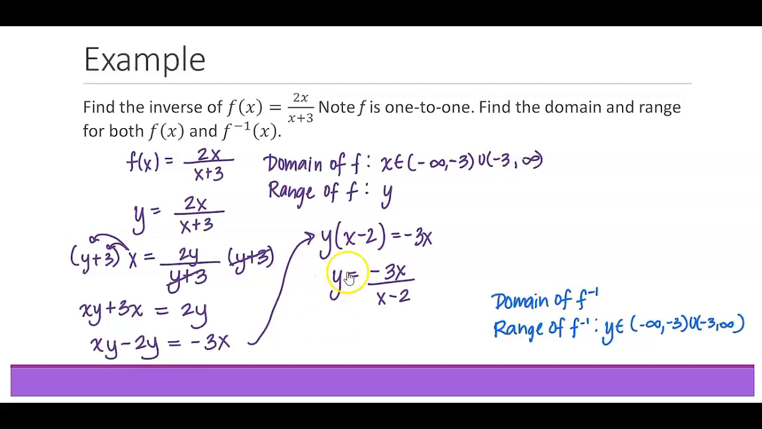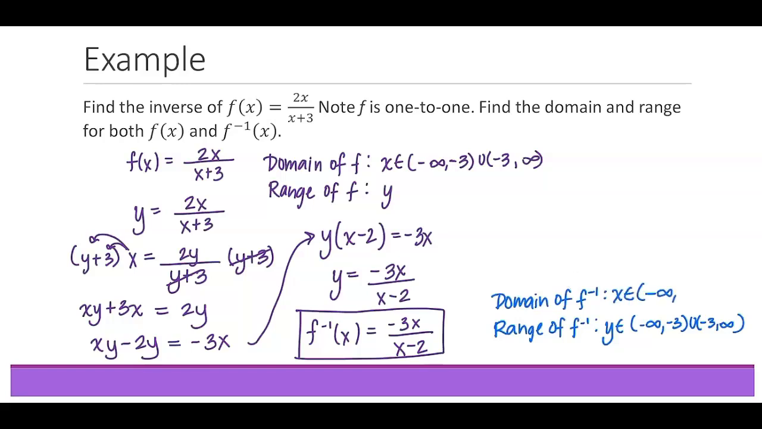So now that y is by itself on one side, I can go ahead and replace y with f inverse. So f inverse of x is negative 3x over x minus 2. This is my inverse function, and because I actually have the function, I can find its domain. Well, the only problem value is 2. I can't plug a 2 in because that'll make the bottom equal 0. So the domain of f inverse is everything except for 2. So all x values, negative infinity to 2 and 2 to infinity.